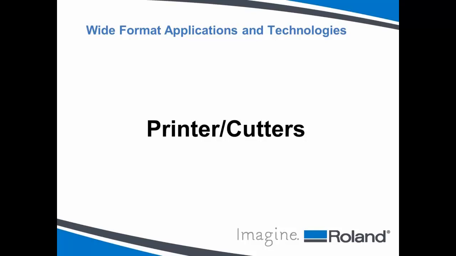Okay, Roland is mostly known for their print cut solutions, which is an all-in-one solution where we have a plotter or a cut knife on the same print head carriage as our printer. So the machine can go out and print, just as it says here, printer/cutter, can go out and print a graphic, then come back and contour cut around it all on the same machine.